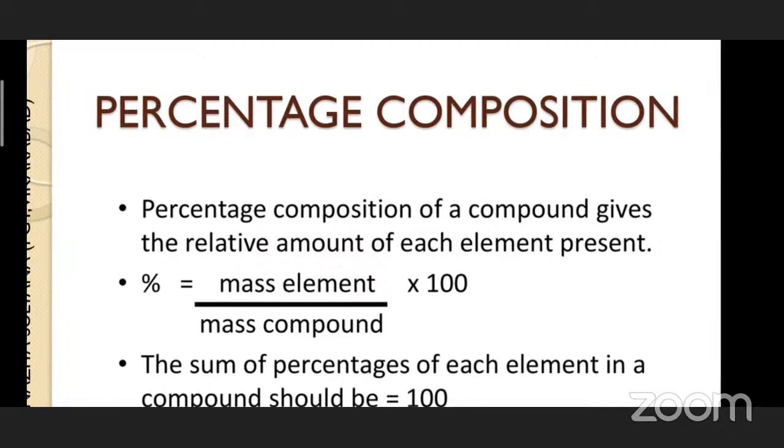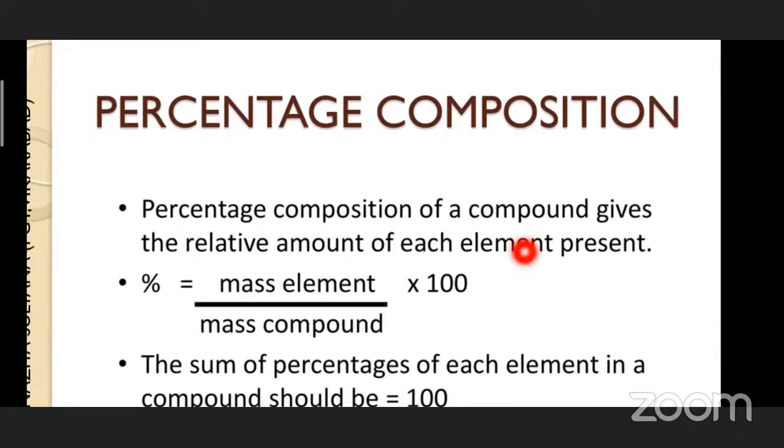So what is the percentage of hydrogen and what is the percentage of oxygen? We would be calculating it. That is what percentage composition is. So let us see what it is. Percentage composition of a compound gives the relative amount of each element present. So how much of a particular element is present in the compound, we come to know by using the percentage composition.